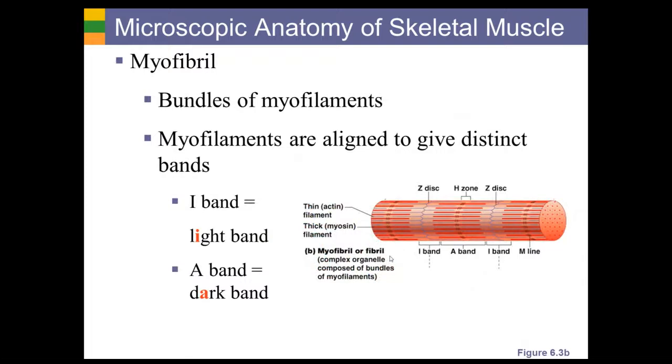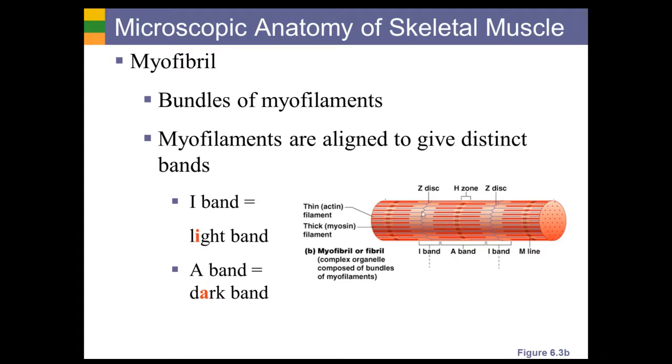Now, let's go back to our myofibrils. So here's a myofibril shown on the right. Notice that you have some dark bands and some light bands. We call the dark bands A bands, and an easy way to remember that is A is the second letter in dark. And these light bands we refer to as I bands, and again, an easy way to remember that is I is the second letter in light.